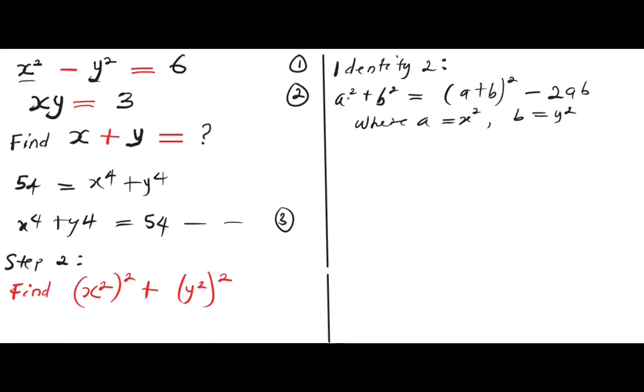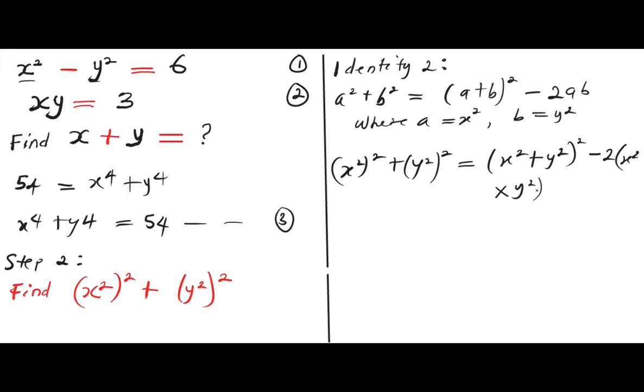We have a squared, so we're going to write (x squared) all squared, because a itself is x squared. So whenever you have a squared, it means the a, that is (x squared) all squared, plus b squared, that is the b, (y squared) all squared, equals a itself, x squared, plus b itself, y squared, all squared, minus 2 into a itself, x squared, times b itself, y squared.